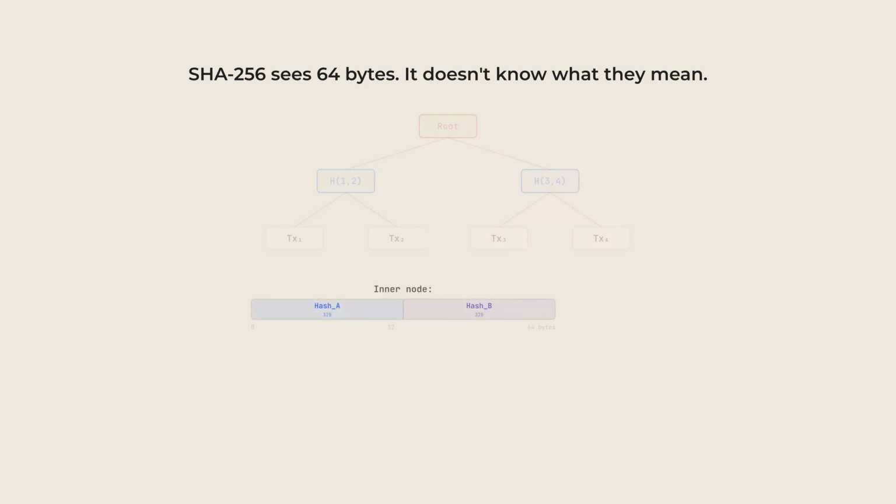Inner node, 64 bytes. Transaction, 64 bytes. SHA-256 sees the same number of bytes either way. It has no idea whether it's hashing a Merkle node or a transaction. That ambiguity is the bug.